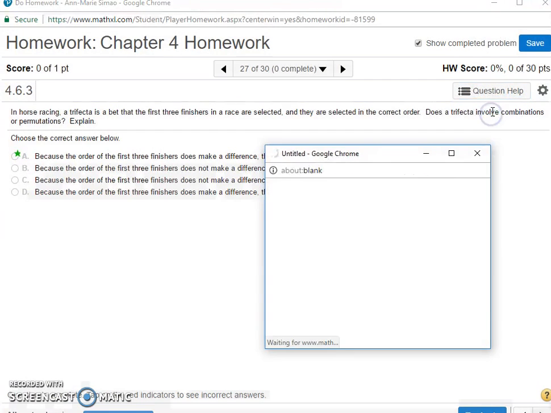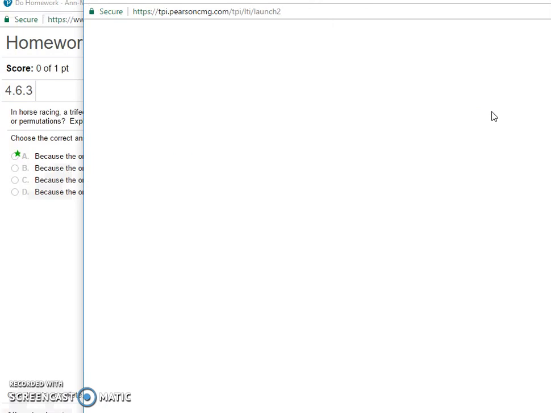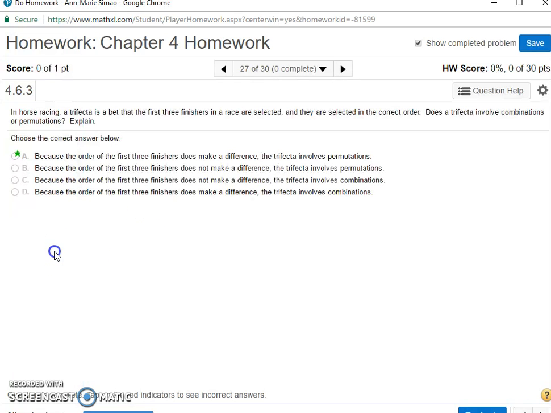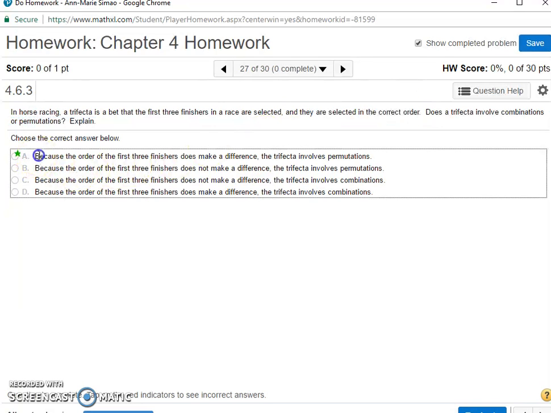So this question starts asking about combinations and permutations. This is where, if you hadn't started looking at this part of it yet, go into the textbook. And what it's going to tell you is the difference between combinations and permutations is when order matters. So horse racing, a trifecta is a bet where the first 3 finishers in a race are selected, and they're selected in the correct order. Because the order of the first 3 finishers does make a difference, it's a permutation. If order did not matter, it would be a combination.